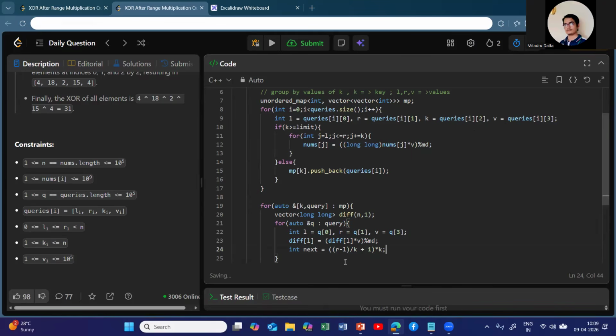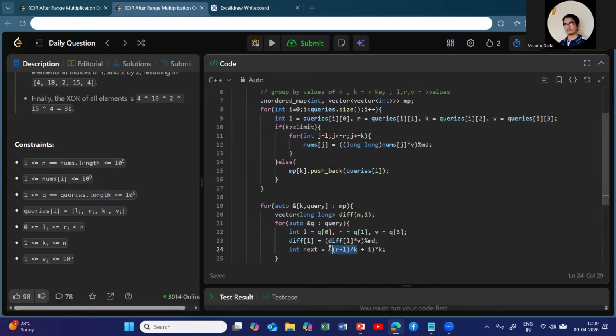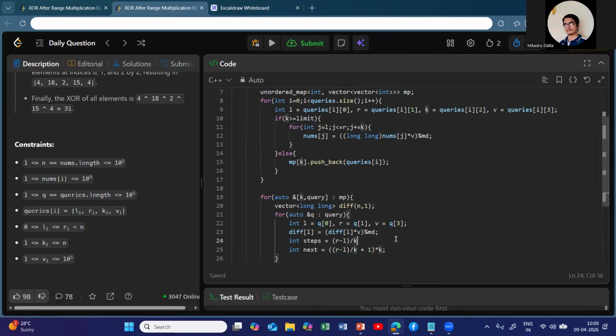What I did was find the step size. Step size is k. If you divide this range L to R by your step size, you get the total number of steps. K was the step size, so this tells you the total number of steps. You can write this as a separate value also. Total number of steps is nothing but (R minus L) by k, and you want to take one step more than the total number of steps.